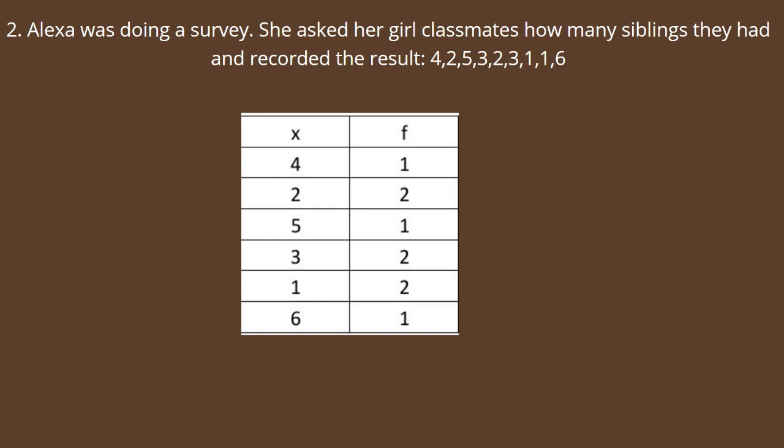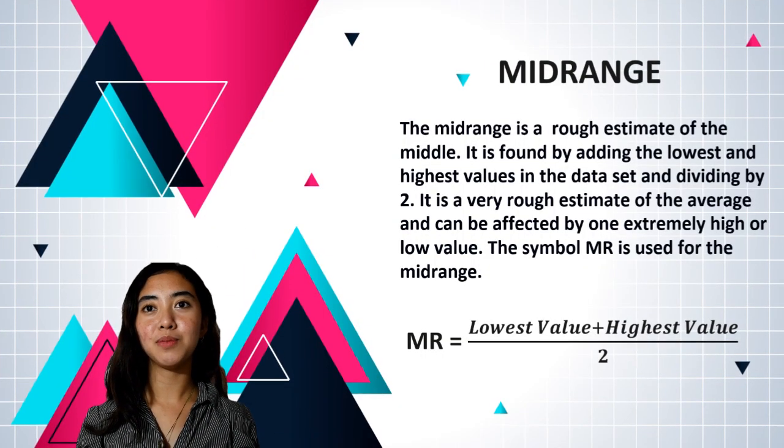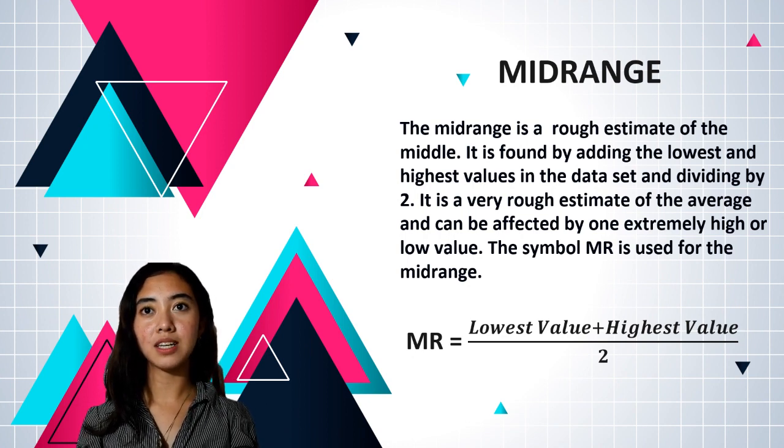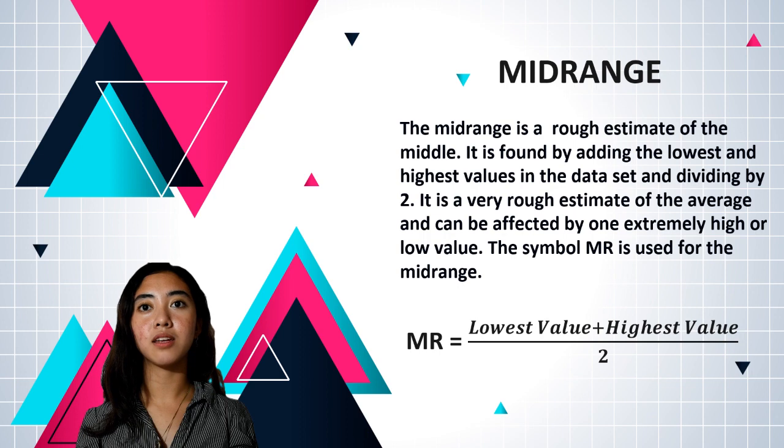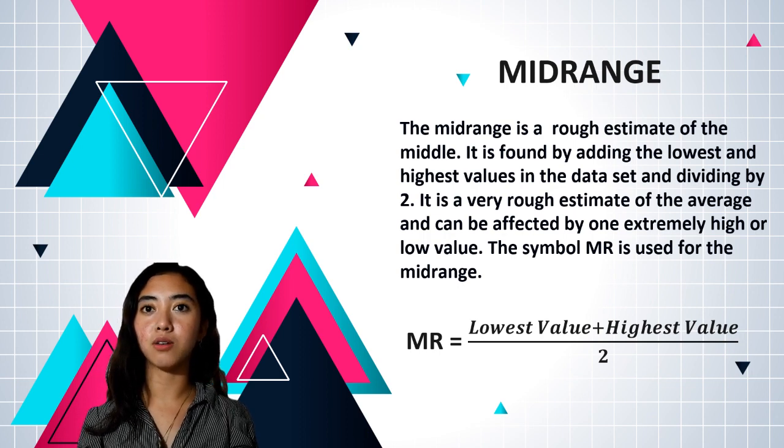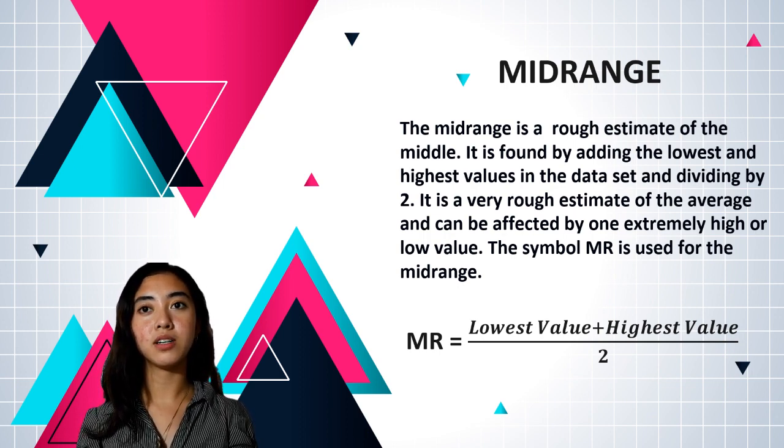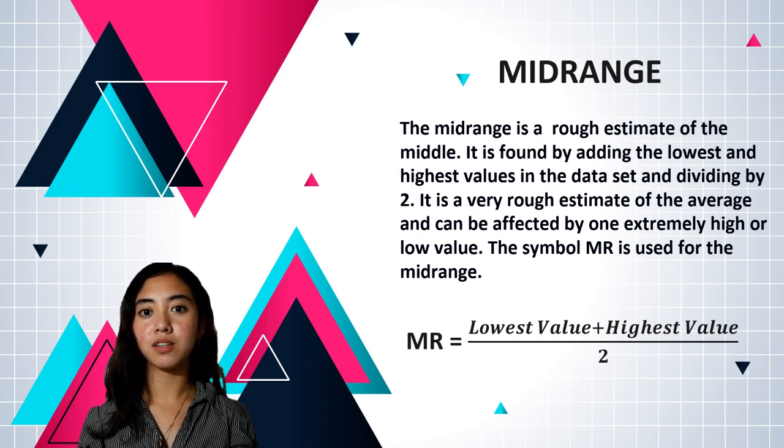Next, we are going to talk about mid-range. The mid-range is a rough estimate of the middle. It is found by adding the lowest and highest values in the dataset and dividing by 2. It is a very rough estimate of the average and can be affected by one extremely high or low value. The symbol MR is used for the mid-range. So when we are talking about mid-range, we are simply talking about the midpoint of the given dataset. And MR can be found by adding the lowest and highest value and dividing by 2.